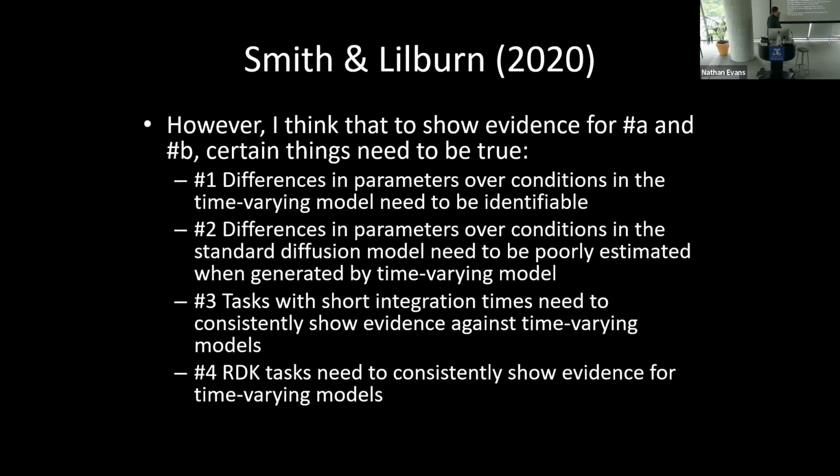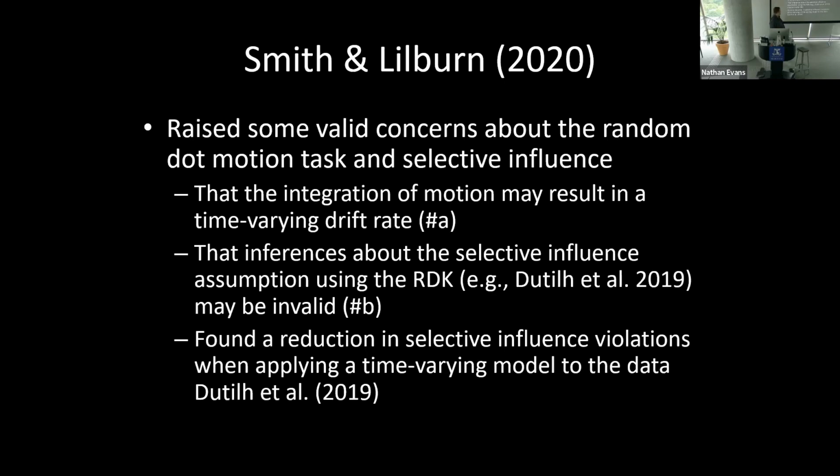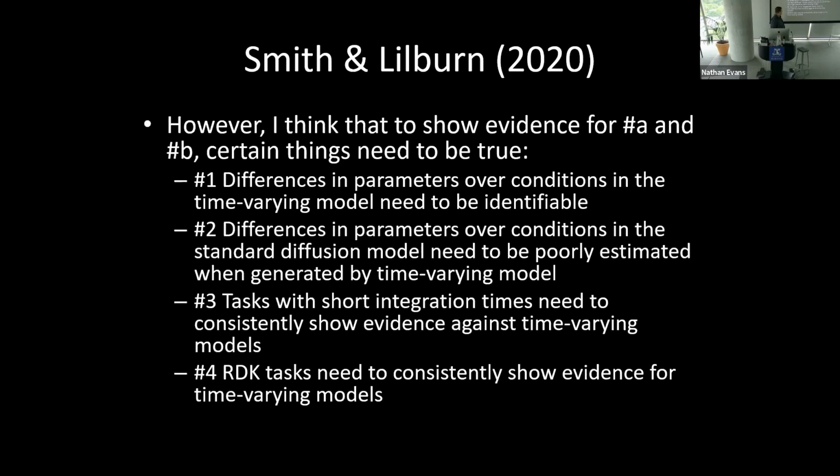All right. However, while I think the concerns and the rationale behind them are very valid, I think for A and B, which are that we may have a time varying drift rate in RDK, and that this may influence inferences about selective influence, a few things need to be tested. A few things need to be true, which I don't feel like were in the original paper.